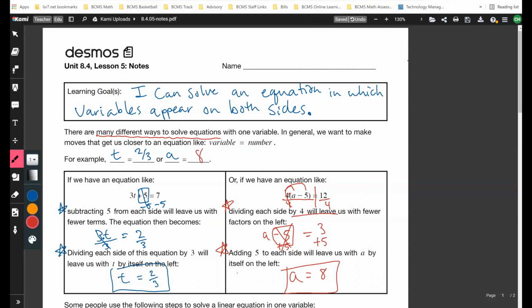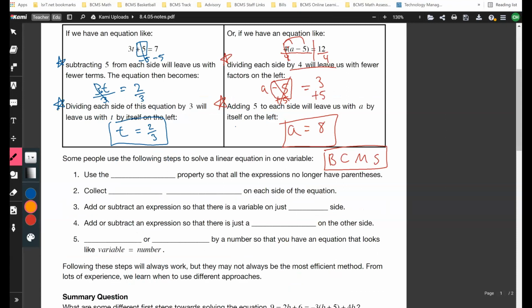Okay, so now I'm thinking, it says people use the following steps to solve linear equations in one variable, right? So when you think about this, there's one variable here, whether they're on one side or the other. We go back to our BCMS steps. This went way back before Thanksgiving break. We did kind of our equations boot camp type stuff. I'm actually going to put the picture of what BCMS stands for again in the Schoology folder today so you guys can see it on the slide.